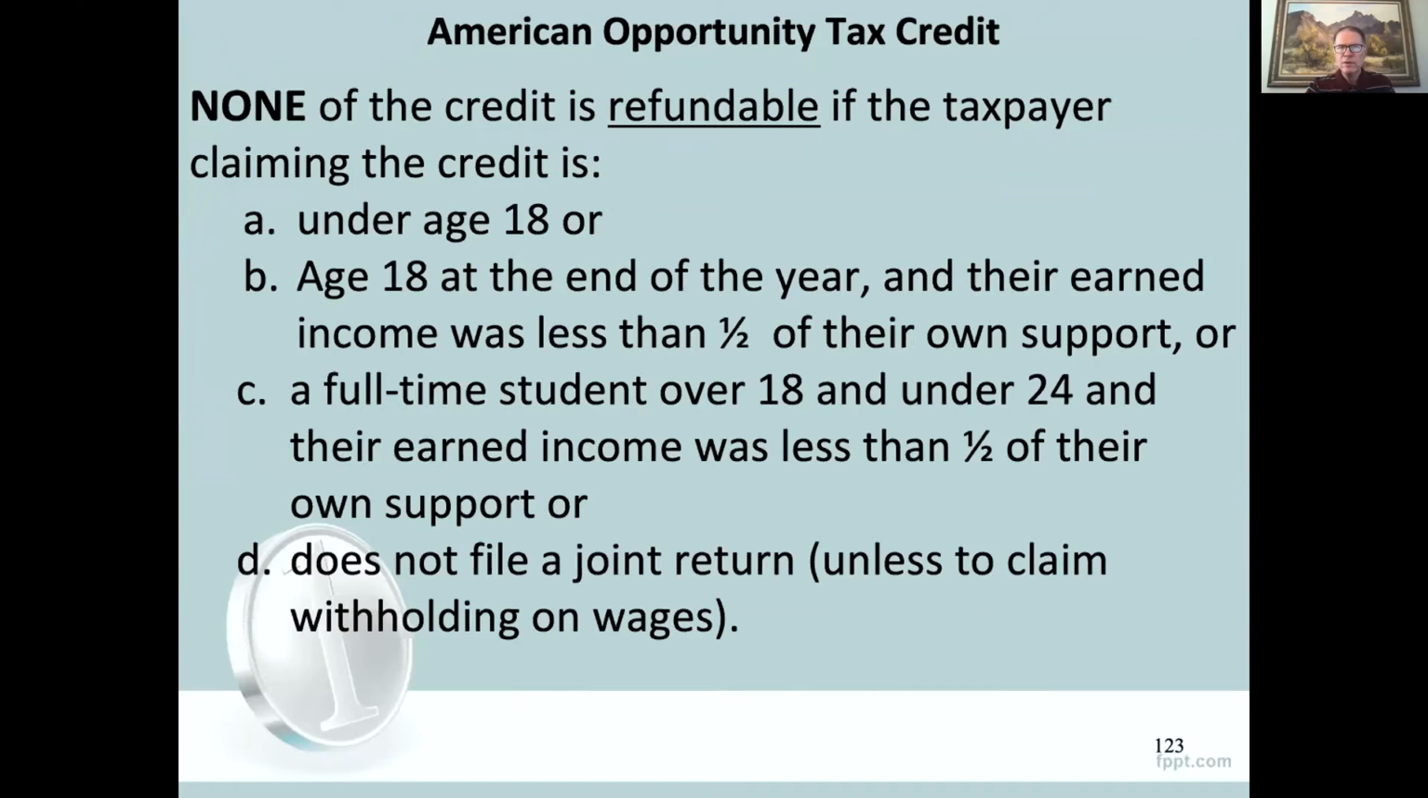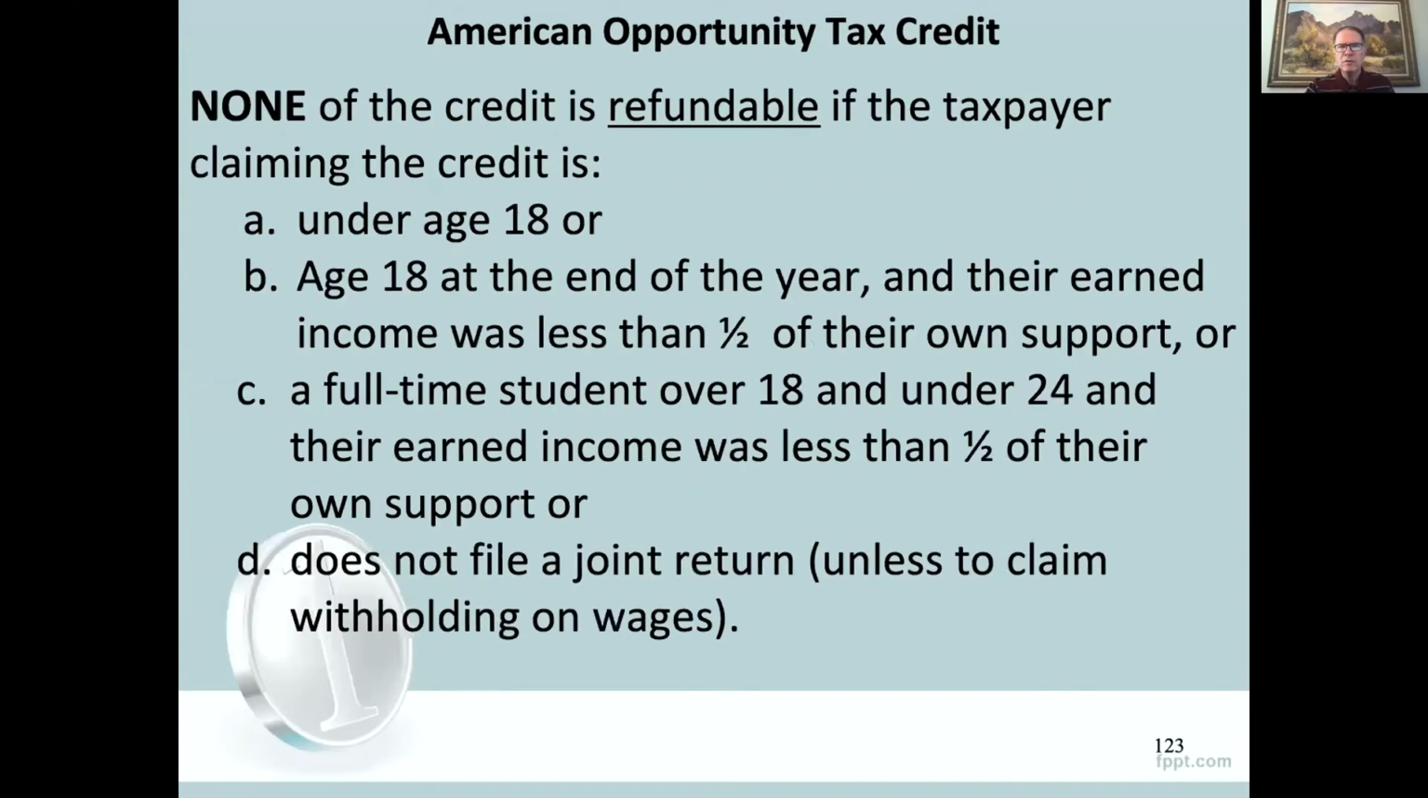None of the credit is refundable if the taxpayer claiming the credit is under age 18 or age 18 at the end of the year and their earned income was less than half of their own support. So you've got a 19 or a 20-year-old going to college, but they're living at home and their parents are paying more than half of their support, then it's not going to be refundable to them. If they're a full-time student over 18 and under 24 and their earned income was less than half. If they do not file a joint return unless to claim withholding on wages.